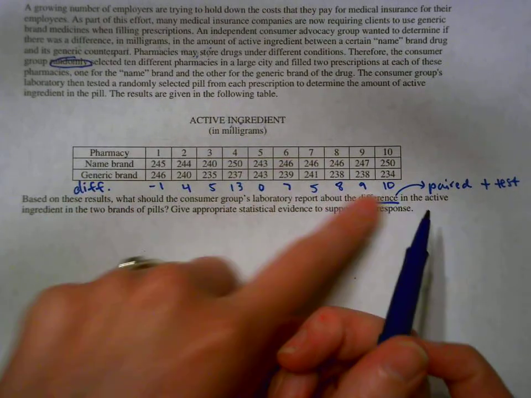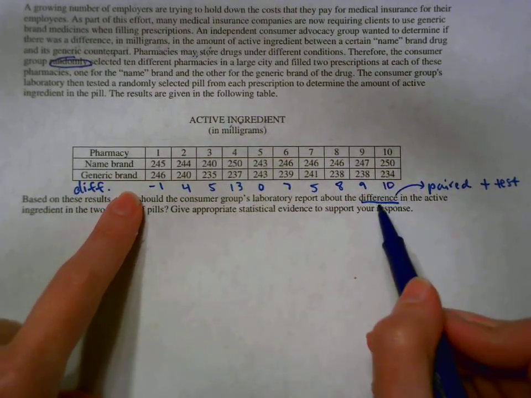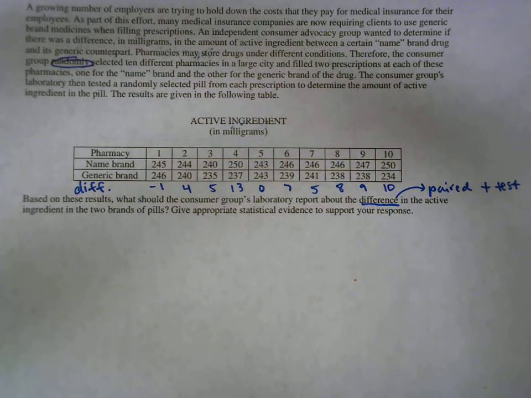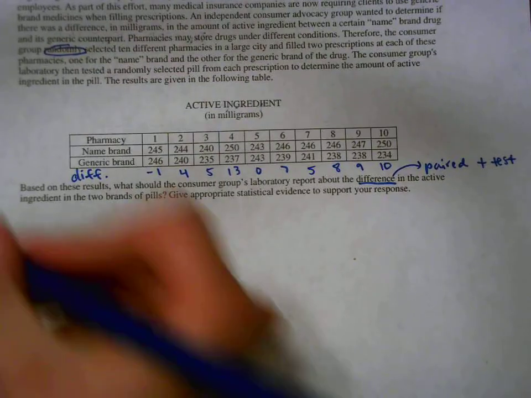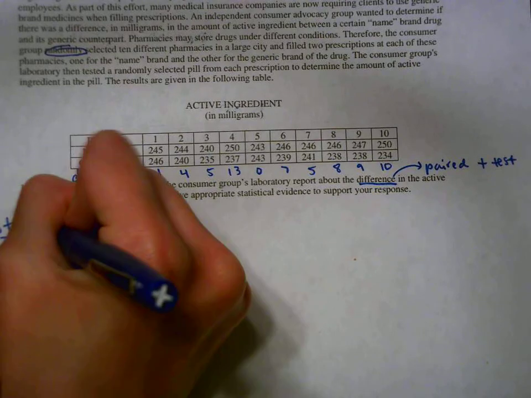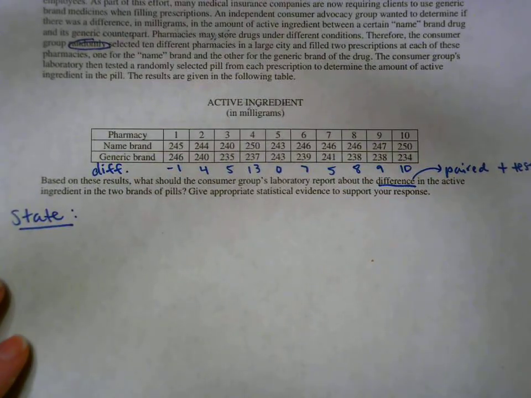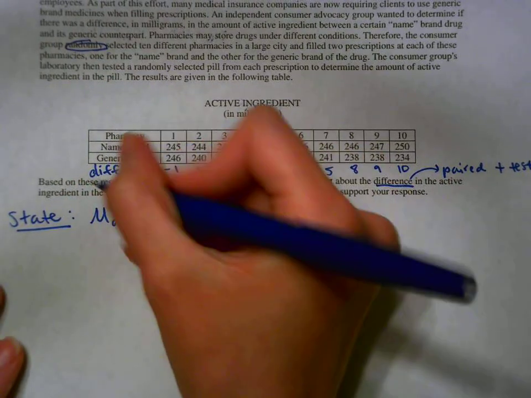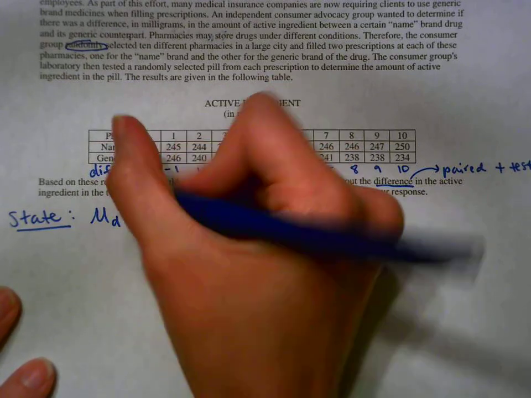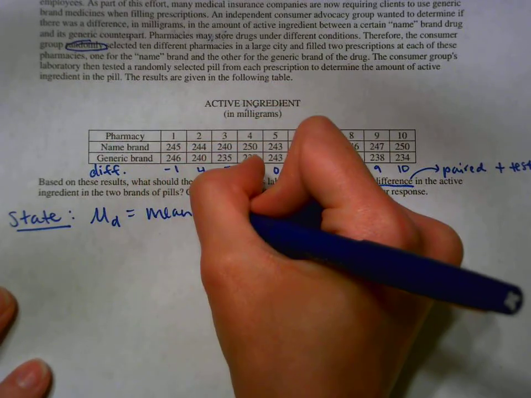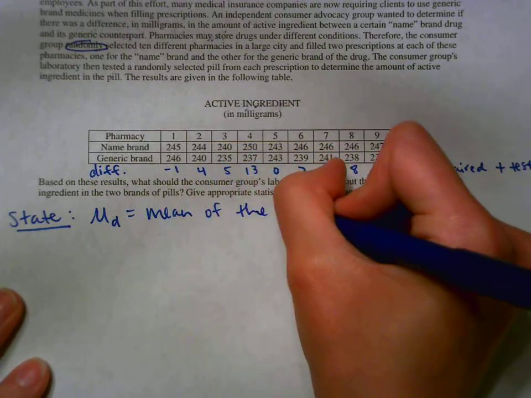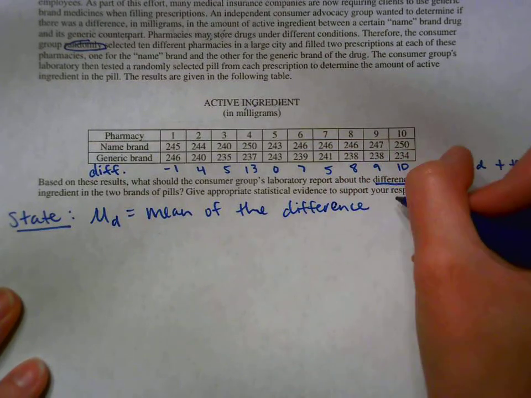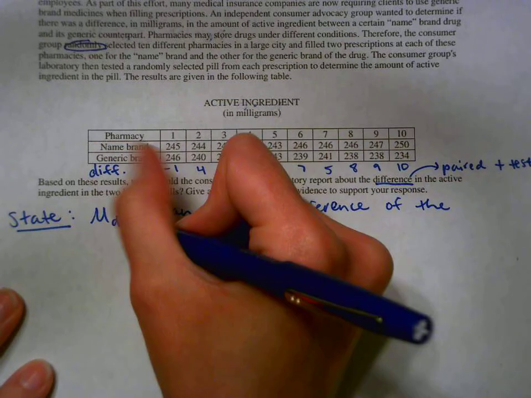So this difference is now my sample, because I'm comparing this difference number. So it's one sample using these difference numbers. Let's just go through and do state, plan, do, conclude. When you're doing a paired t-test, what parameter are you using in your hypothesis? It's the mean of the difference numbers. We call that mu d, and we'll define that to be the mean difference, or the mean of the difference of the active ingredient.